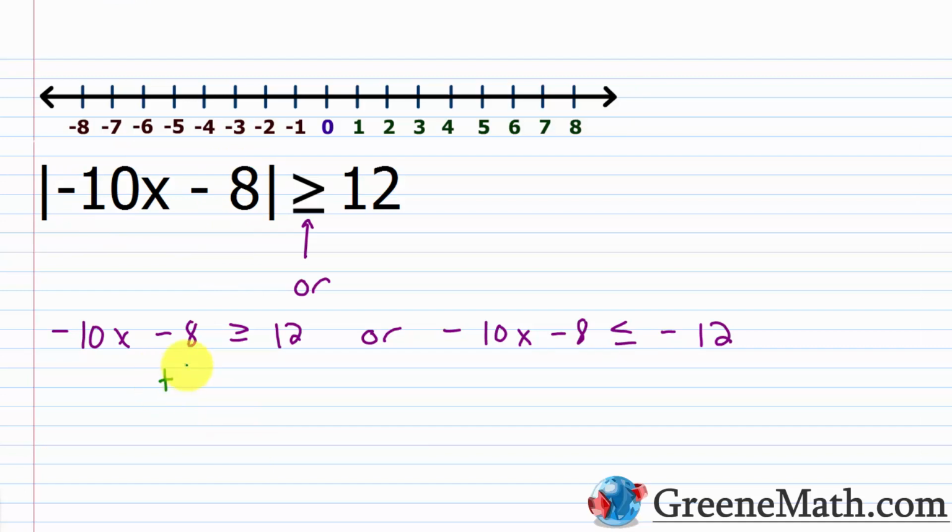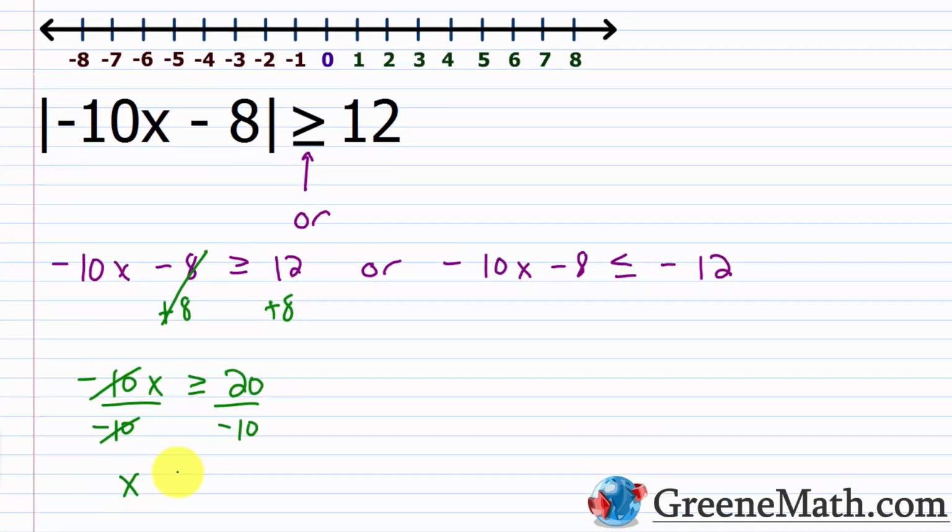So we'll have plus 8 and plus 8. That cancels. Negative 10x is greater than or equal to 12 plus 8 is 20. Divide both sides by negative 10. And this will cancel. I'll have x is less than or equal to 20 divided by negative 10 is negative 2. So x is less than or equal to negative 2. And again, because I divided by a negative, I flipped the direction of that inequality symbol.